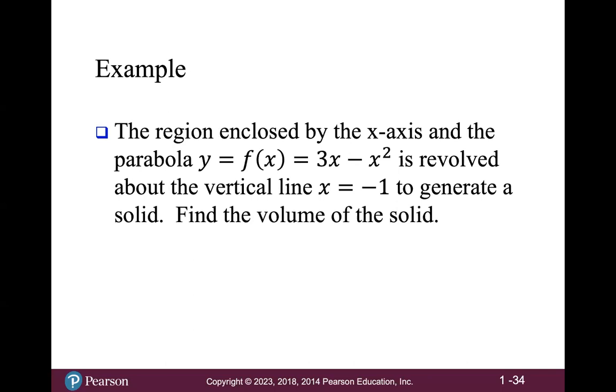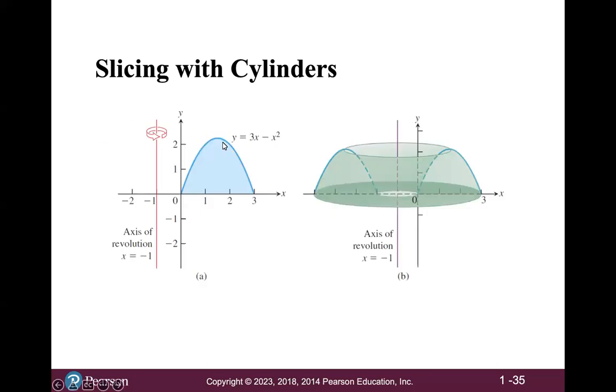As our first example, the region enclosed by the x-axis and the parabola y equals f of x equals 3x minus x squared is revolved about the vertical line x equals -1 to generate a solid, and we want to find the volume of that solid. On the left-hand side here, you can see a picture of the region as well as the axis of revolution. When you revolve this region about this line, you get a solid that looks something like what you see here.